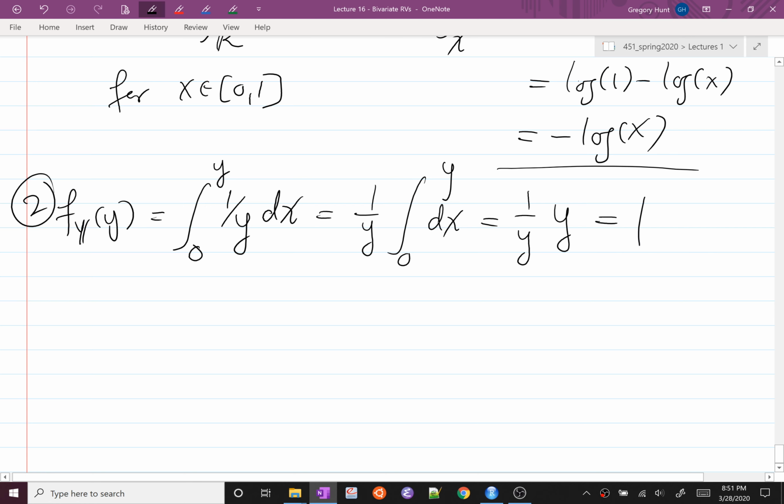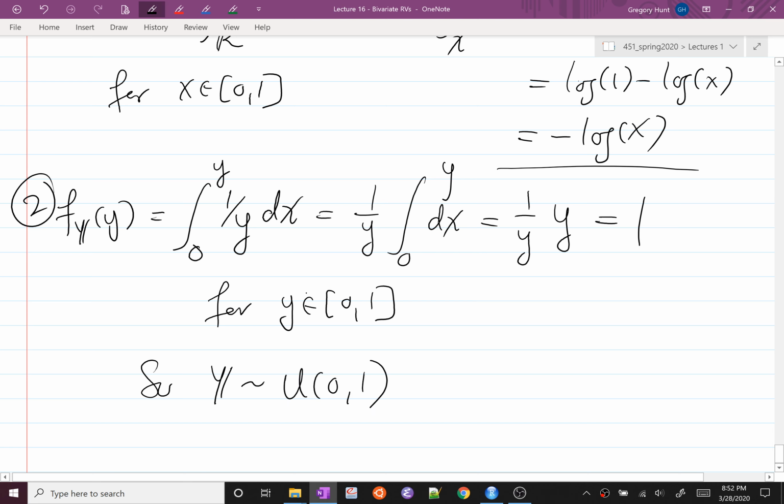Gives me 1. So this is good as long as y is in my interval 0 to 1. So my PDF of y is 1 if I'm in this interval 0, and 0 outside. So y has a uniform 0, 1 distribution, right?